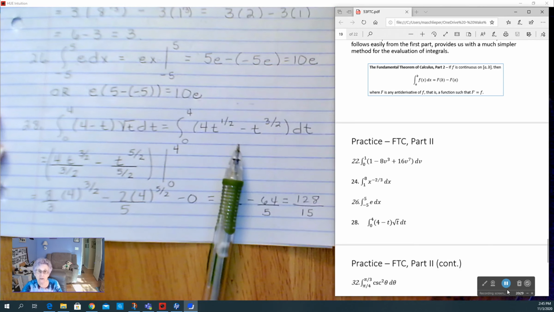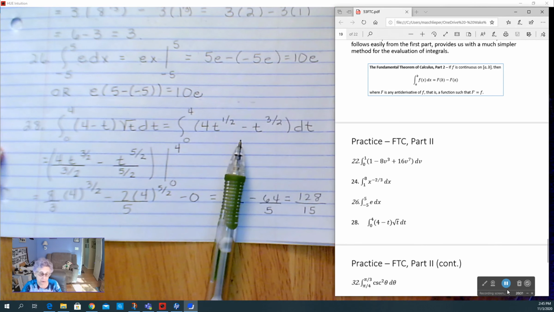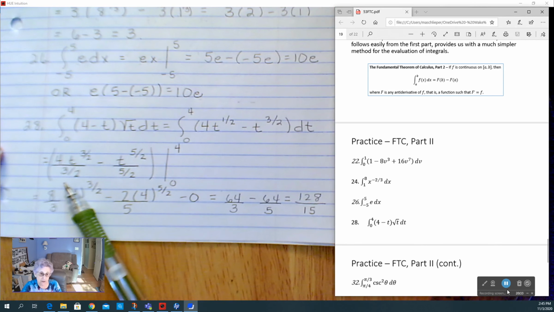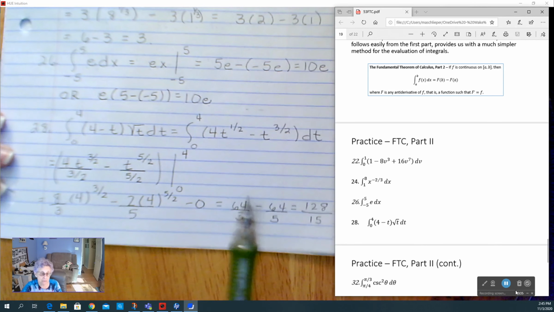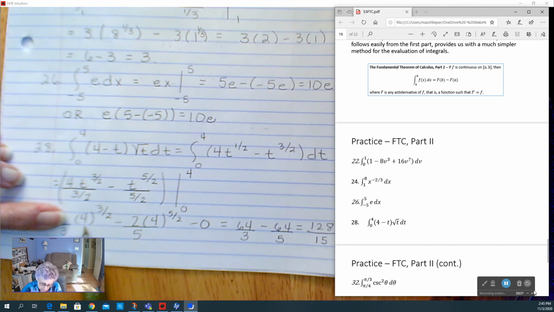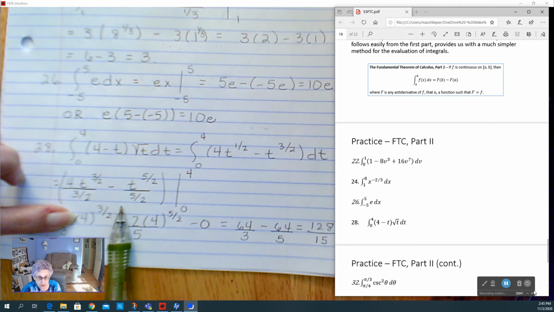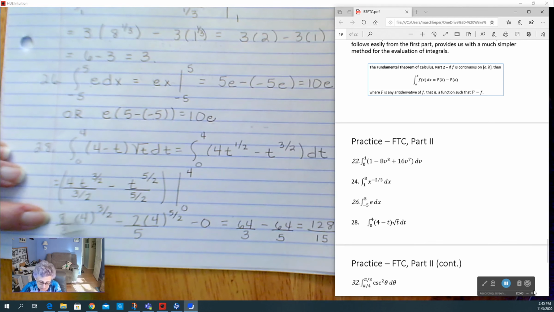This one, straight out power rule: add 1 to the exponent, divide by the new exponent. Then I take the square root of 4, which is 2. 2 to the third power is 8. 8 times 8 is 64.